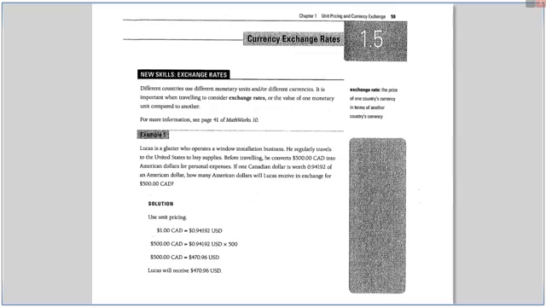Alright, so this is 1.5 currency exchange. It's going to be similar to the other stuff that we did at the beginning of the chapter with cross multiplication. We're going to have to talk about exchange rates. You can see that right there.